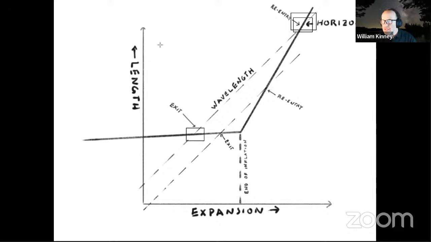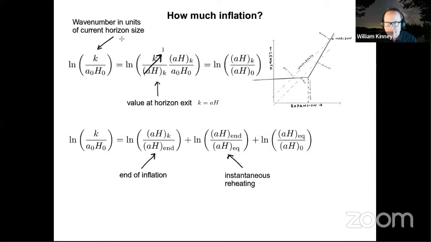So the quantitative condition for solving the horizon problem is that a mode of order the horizon size, a scale of order the horizon size today, had to have been of order the horizon size during inflation early enough, and the inflationary phase has to go on for long enough that that mode was actually inside the horizon during the inflationary phase. That's the boundary condition that we have enough inflation in the universe. So let's work this out quantitatively.